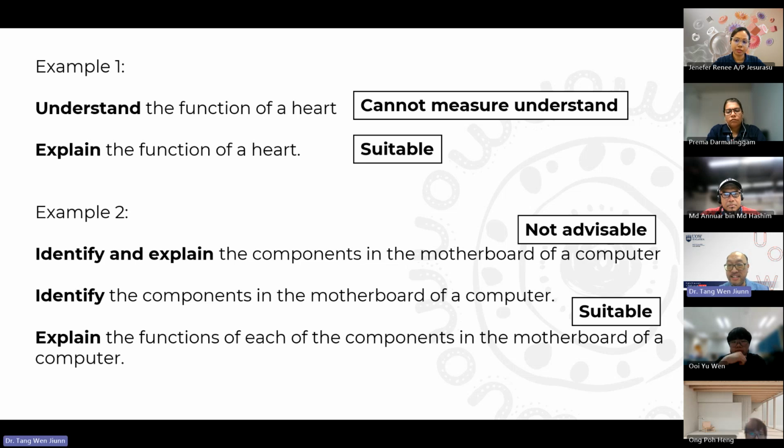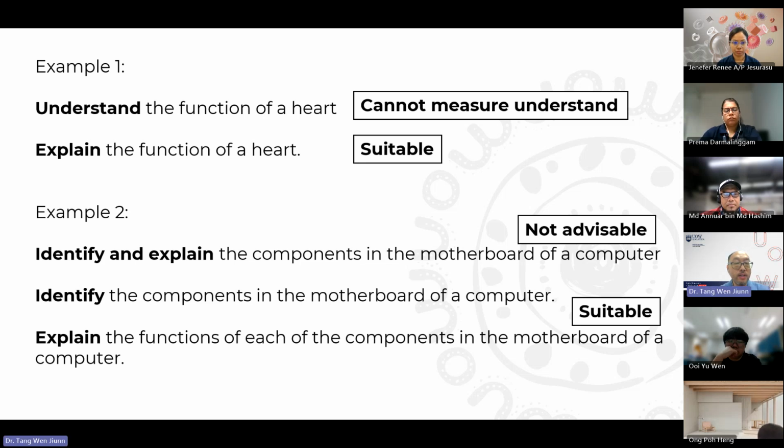Splits. Everyone has the same idea, to split the verbs here. That is correct. So yes, we split it into two so that it's easier to identify what we want the students to learn. Good job. So: identify the components, explain the function.